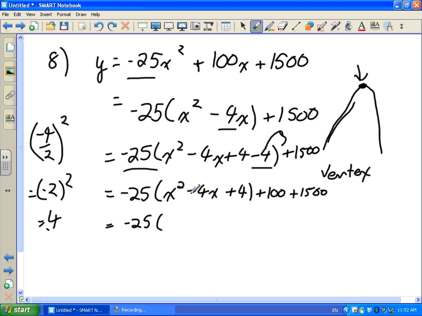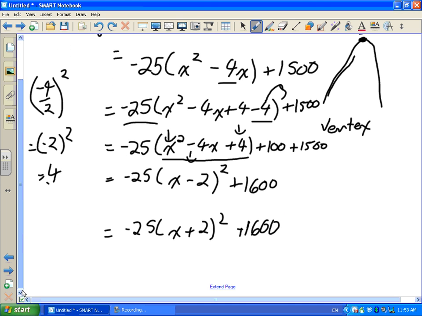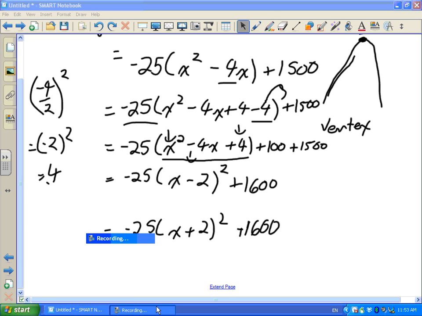Now, this is a perfect square trinomial, so I just got to take the square root of the first term and the last term and bring down the operation in front of the second. So square root of x squared is x. Square root of 4 is 2. I bring my square here, and it's subtracted, 1,600. That is vertex form. Now, many of you would have had this because you did not change it. If you had this, that was completely fine also. Your conclusion would have varied a little, that's all.